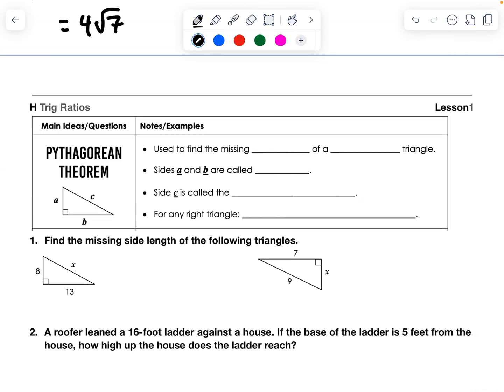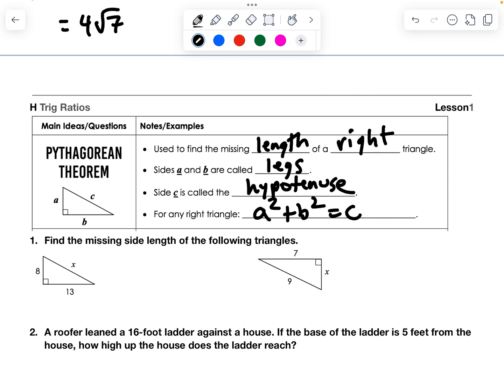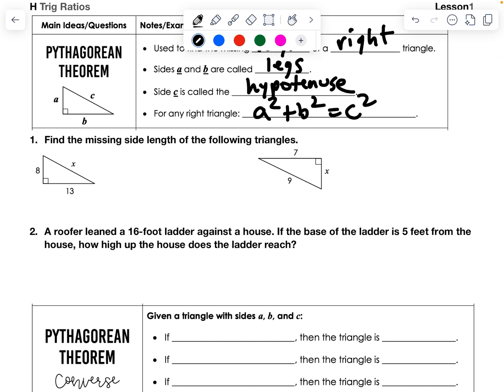Okay, this is used to find the missing length of a side of a right triangle. A and B are called legs. C is called the hypotenuse. For any right triangle, a squared plus b squared equals c squared. This is something you know. You've done this before. No big deal. So here we would have 8 squared plus 13 squared equals x squared. And as we go to our calculator, we would combine everything here on this side and then square root it.